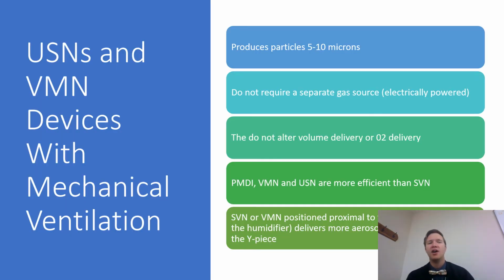What about using ultrasonic nebs and vibrating mesh neb devices with mechanical ventilation? I'm partial here. I thoroughly enjoyed using these ones. They usually produce a good particle size, around 5 to 10 microns. They do not require a separate gas source, yay! But they do require electricity, right? So you have to have something to plug it into. But they don't require a separate gas source.